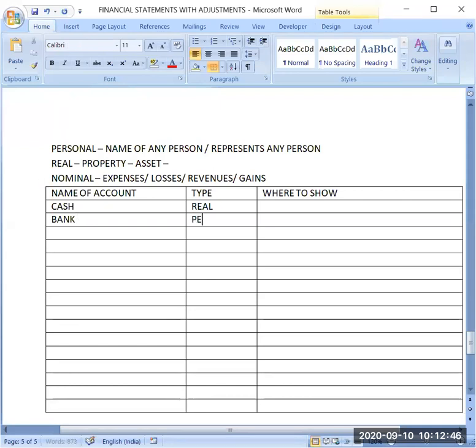Bank is a personal account. Why is it a personal account? If I ask you to go to a bank, the first question will be, sir, which bank should I go to? There are so many banks in the city. Bank always has some name. It is an artificial person. How can it be your expense? If you are saying that it is your nominal account, then you should know how a bank can be your expense, how a bank can be your revenue.